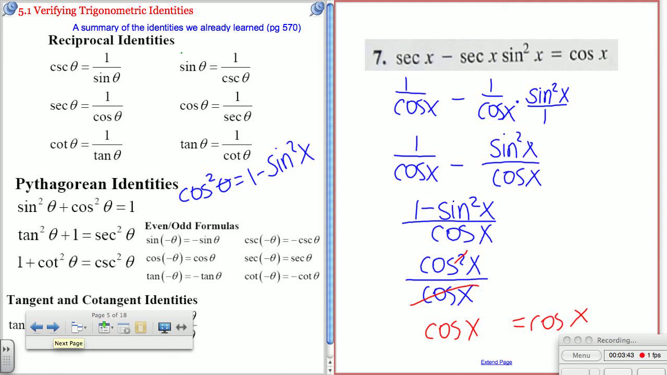Now another method for this one could have been to factor out a secant, and you would have been left with 1 minus sine squared. Change that to cosine squared, and secant to 1 over cosine. And then again, you'll see that one of those cosines are going to cancel. So you could have also solved this one with factoring.